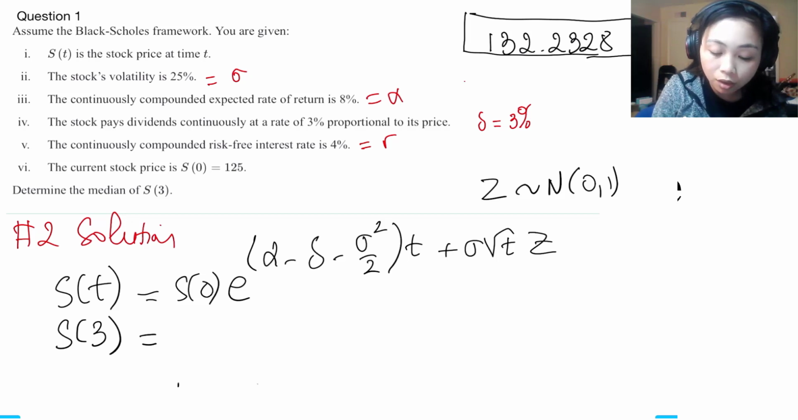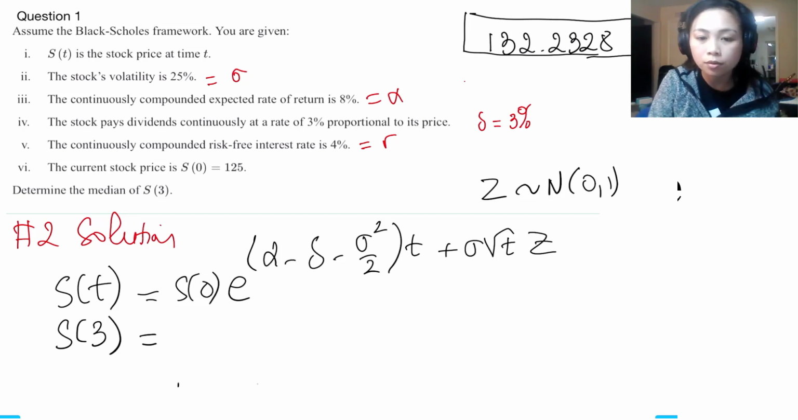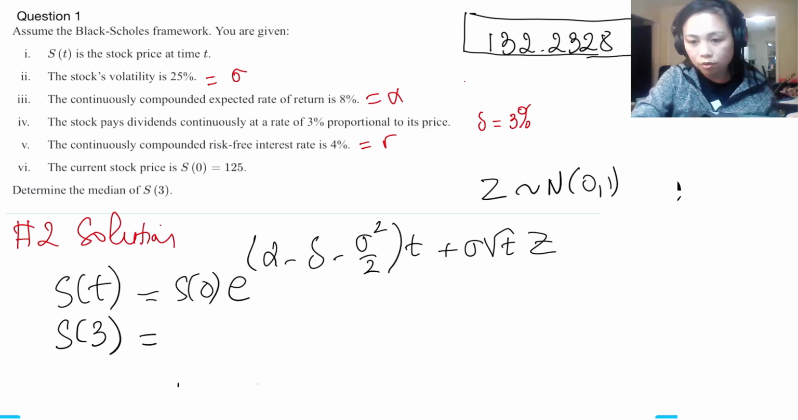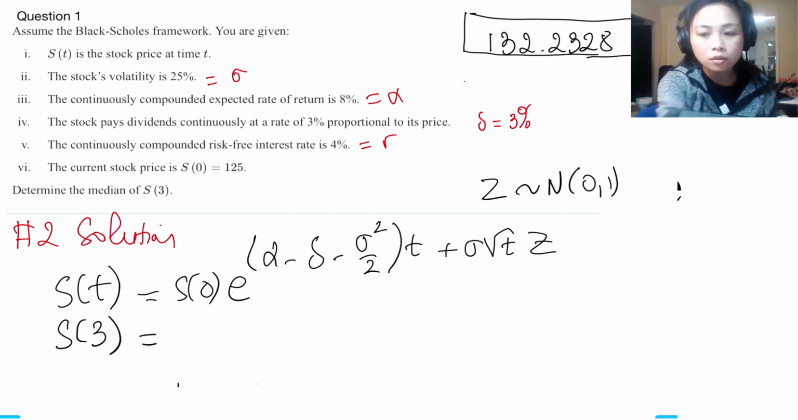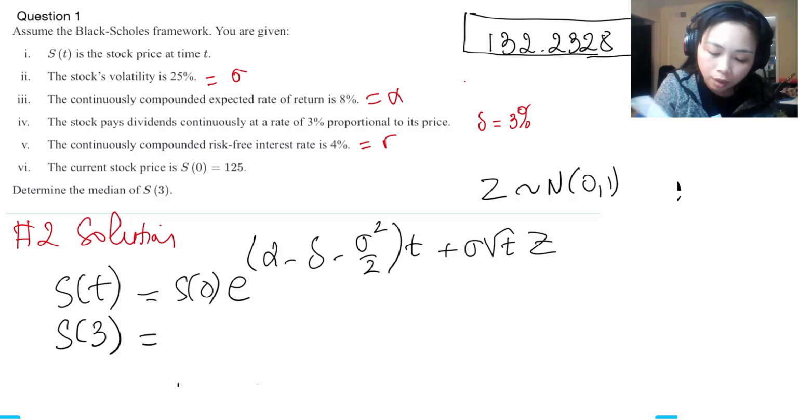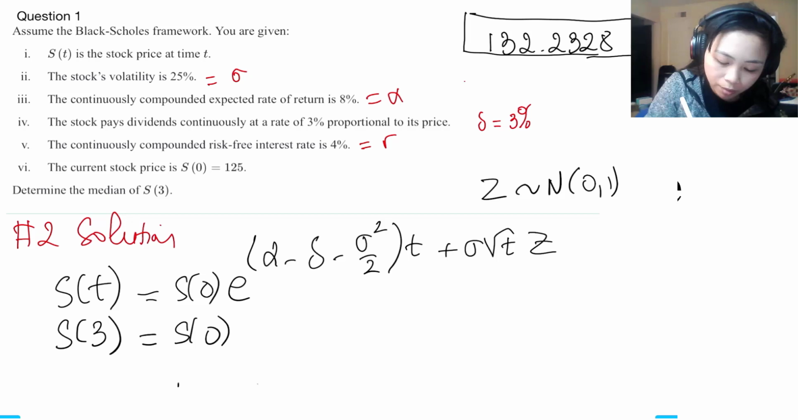Let me check and make sure. Alright, S of 0 here. So S of 3 is S of 0 e to the alpha minus delta minus sigma square half times t. T here is 3, right? So I'm not going to use 3 in here, I'm going to use number 3, plus sigma square root of 3 z.